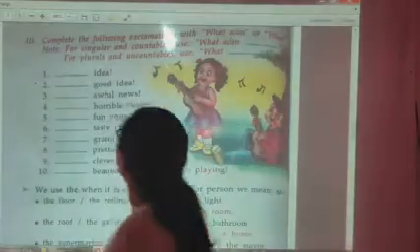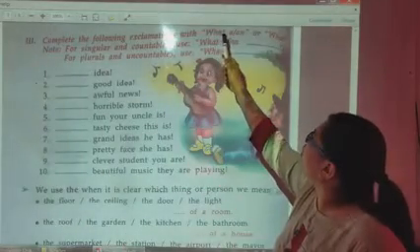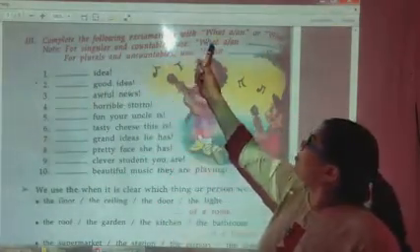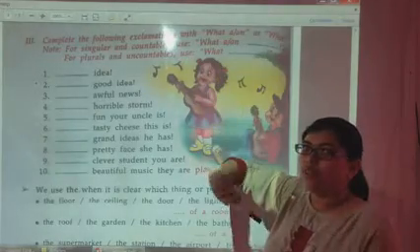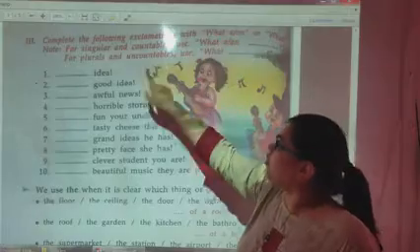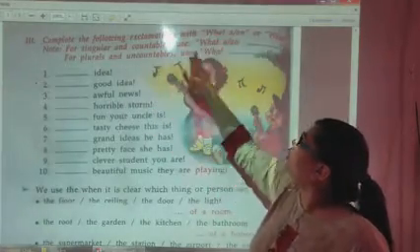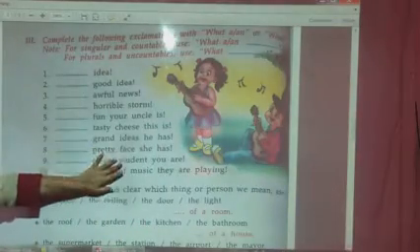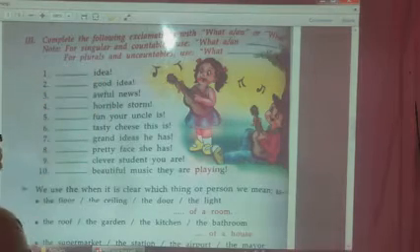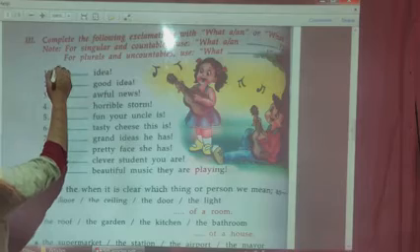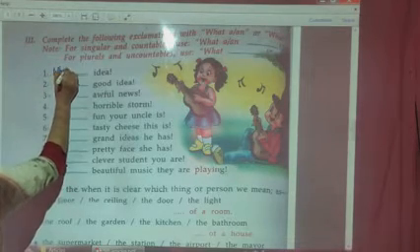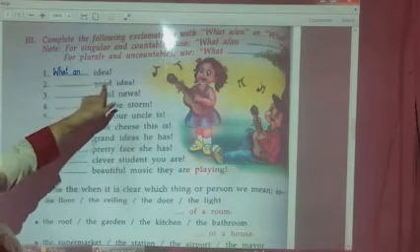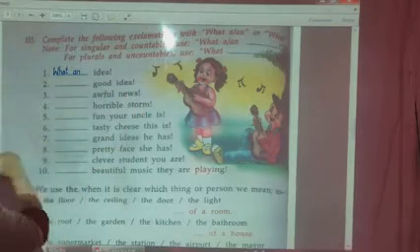Now next question is, complete the following exclamations with what, or, and, or, what. Now note, for singular and countables use what, or, and. As I told you before, A is used only for the singulars. Don't use A for the uncountable. Use only what. Now for example, we will solve this idea. What will come here? What an idea. Why what an idea? Only one idea is there. So what an idea. What a good idea.